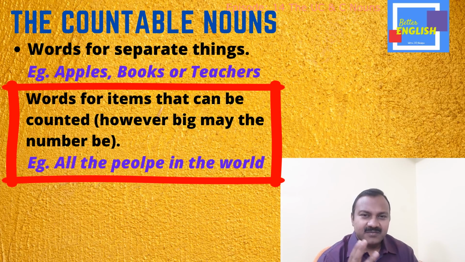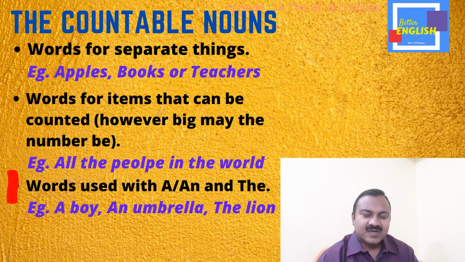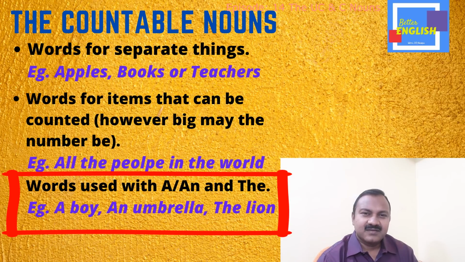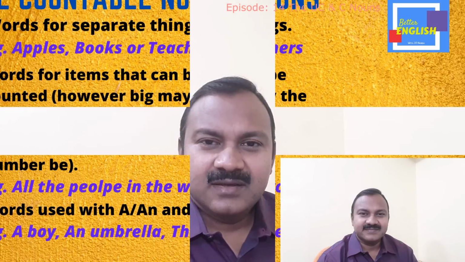Number three, countable nouns are the words that use the indefinite and the definite article, a or an and the. For example, a boy, an umbrella, the lion.